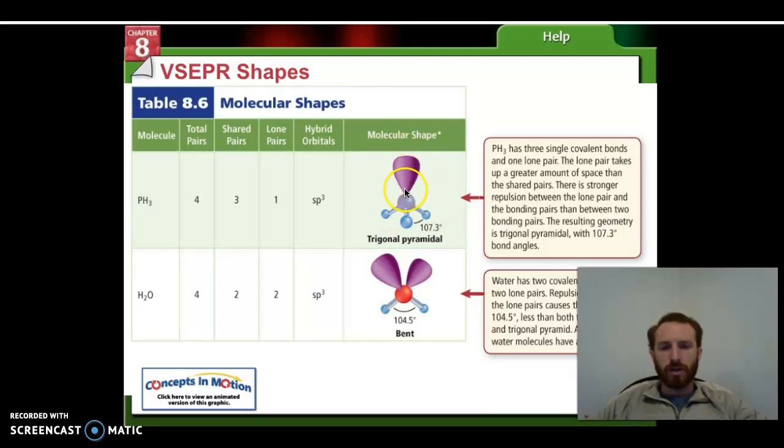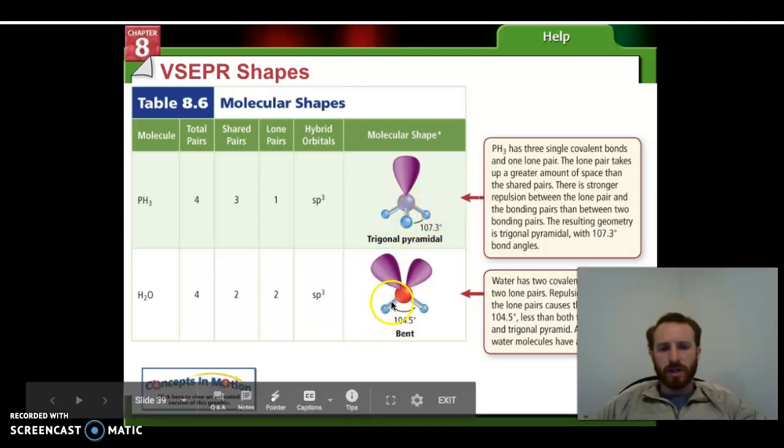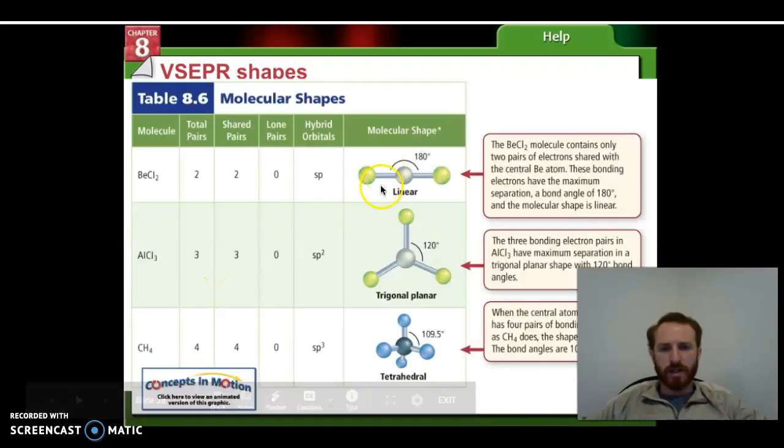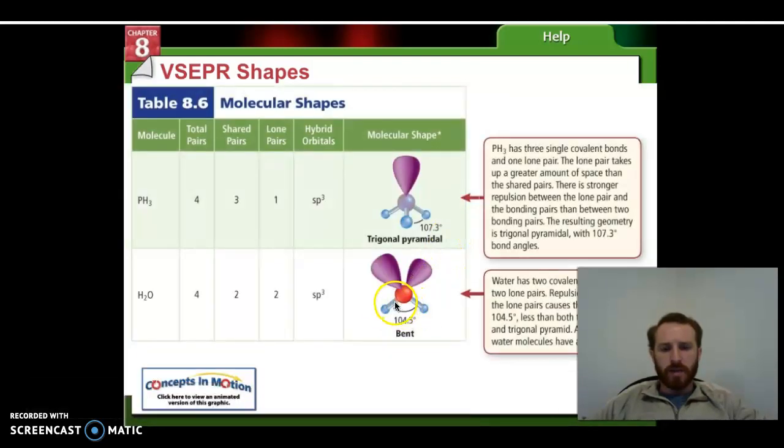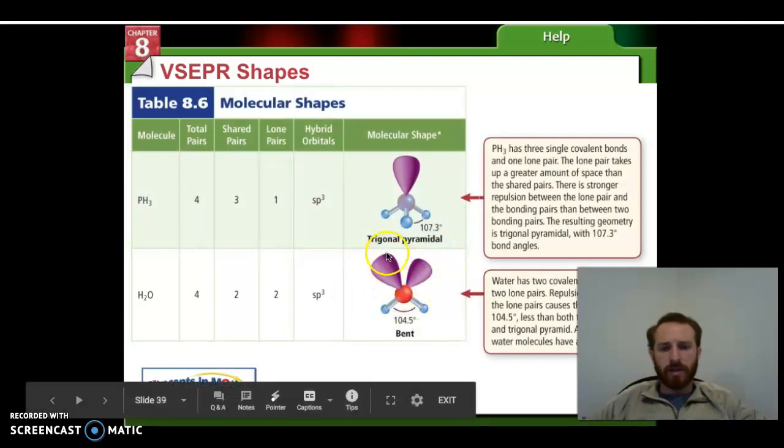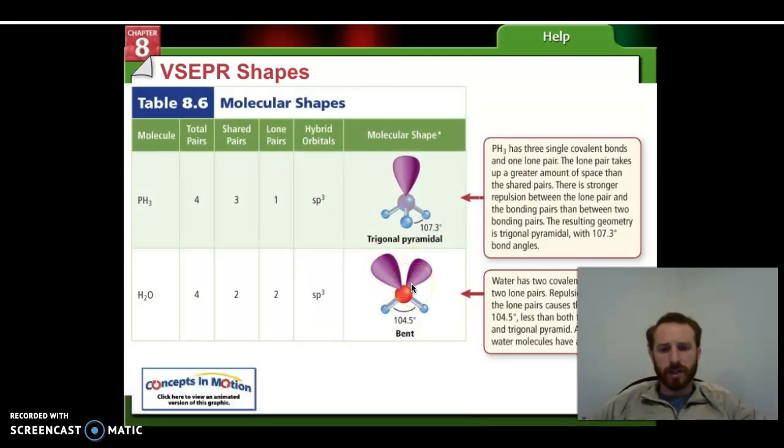Because it's a lone pair, it has more room to move around since it's not stuck in a bond, and because of that, it forces the electrons that are paired up in a bond downwards, right? And so even though water has two single covalent bonds, just like beryllium chloride in the last diagram, it doesn't matter. It's not going to be linear because you have those lone pairs of electrons around oxygen, okay? In trigonal planar, you're going to have a lone pair, and then you're going to have three single bonds, okay?